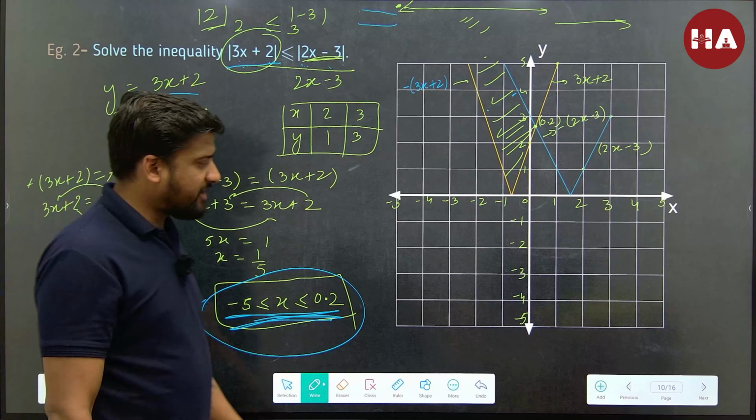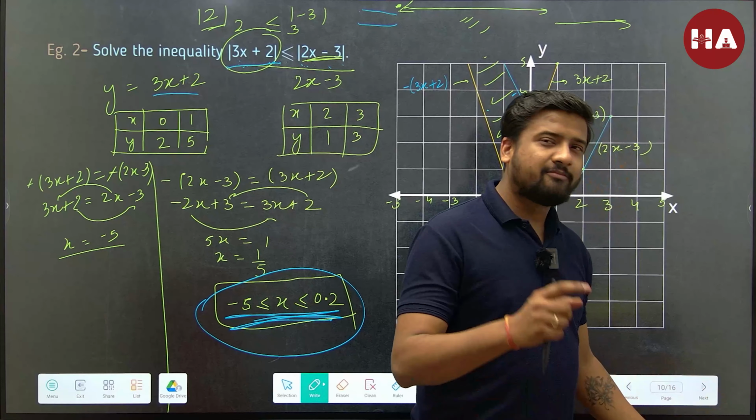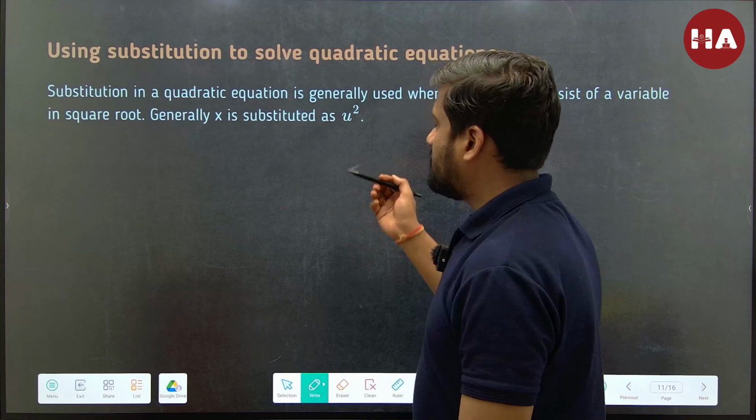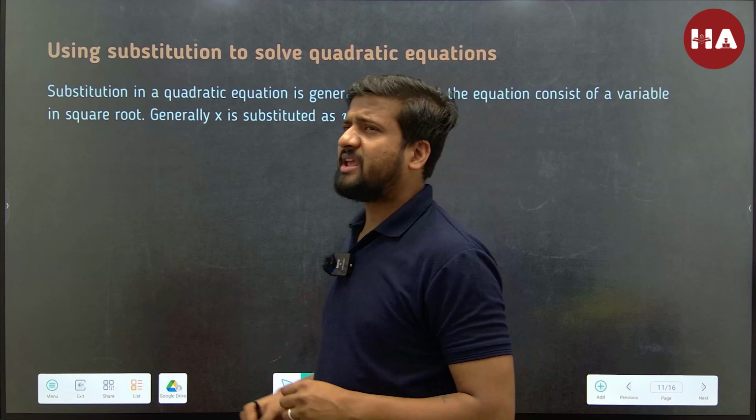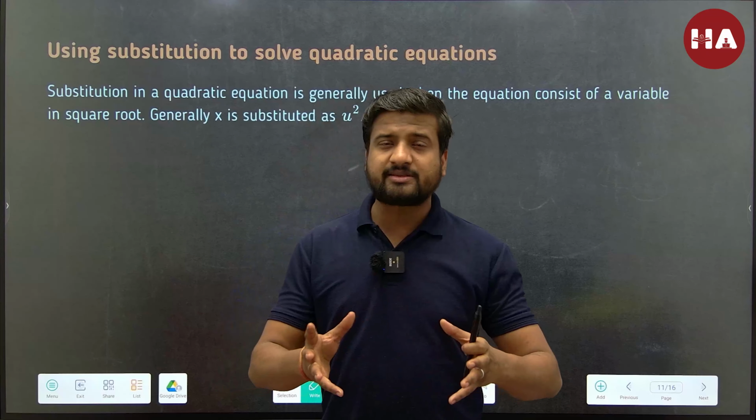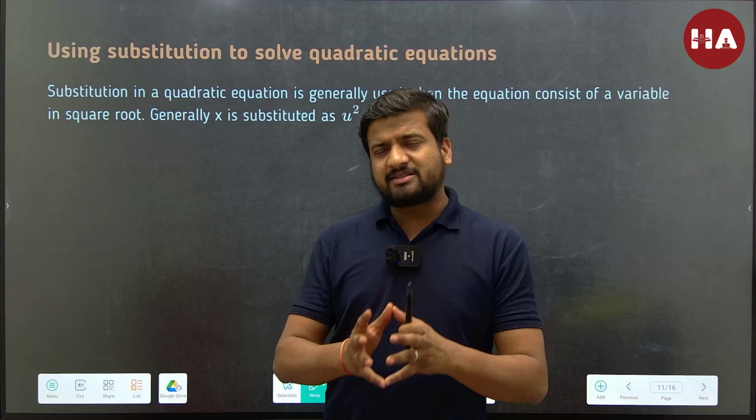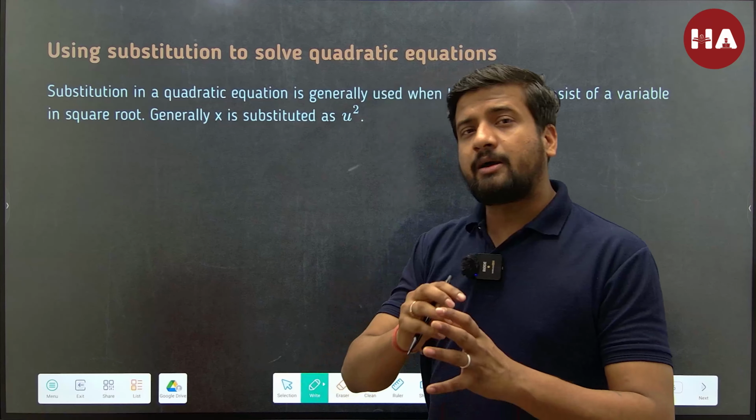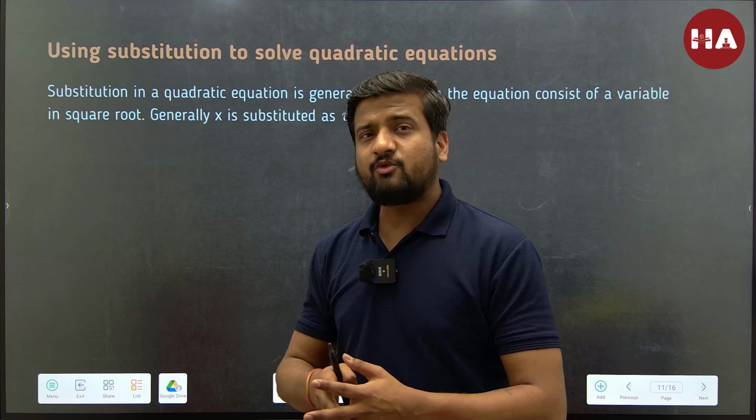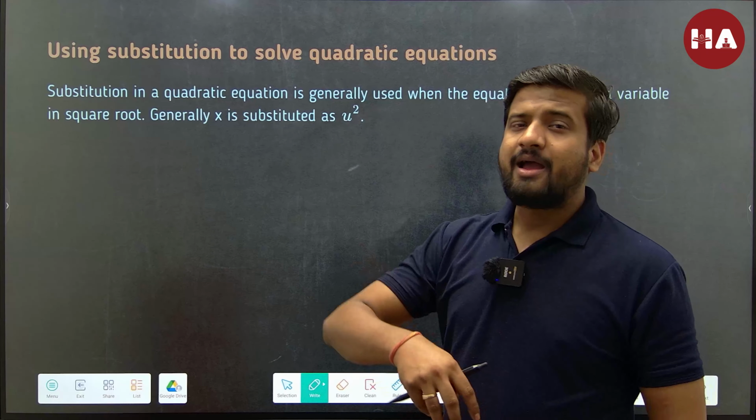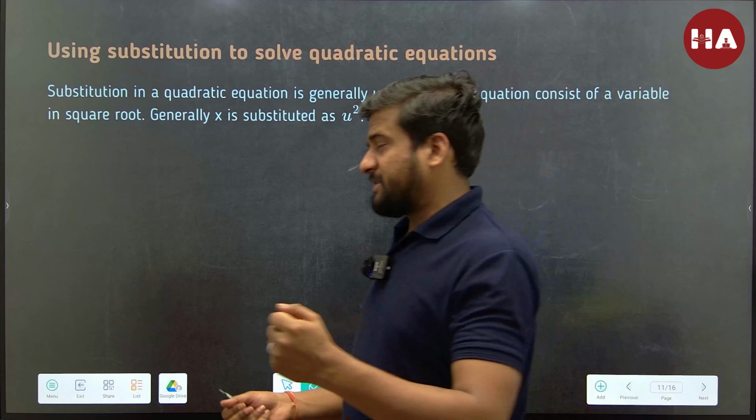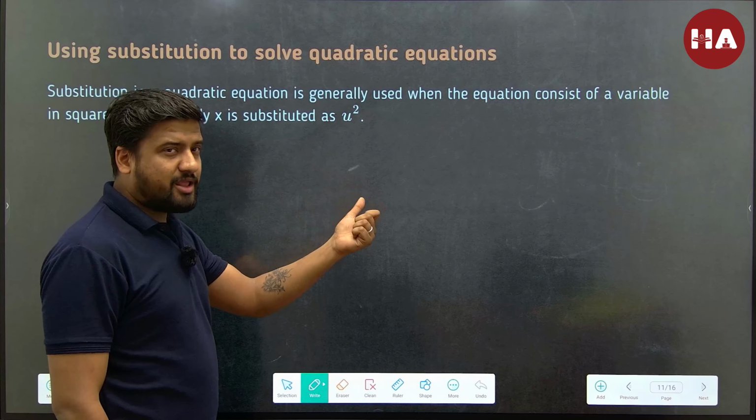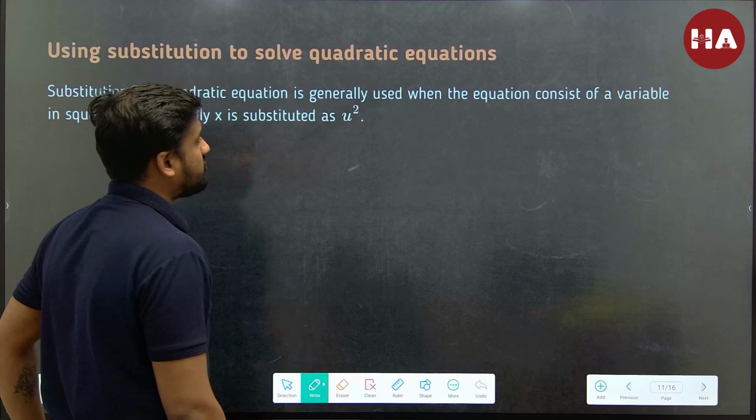All right, let's move ahead. If you need more time, pause the video. Next one, using substitutions. This is a very easy topic and not very important, but still we are going to study it. Basically, whenever you have an equation in which you have a variable and a square root also, basically a linear equation but with a square root, we'll consider that equation to be a quadratic.